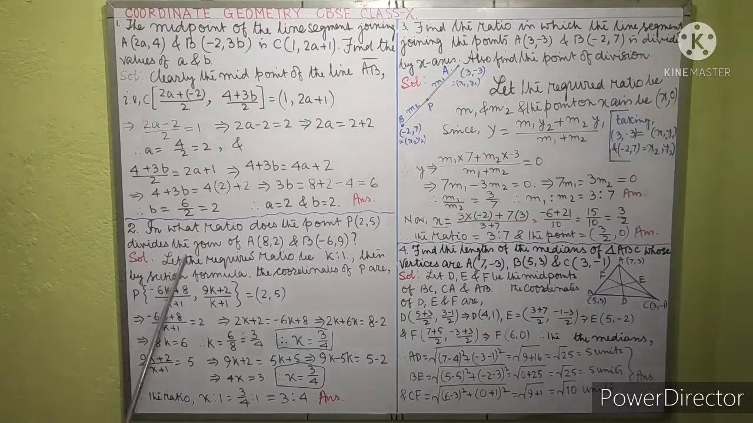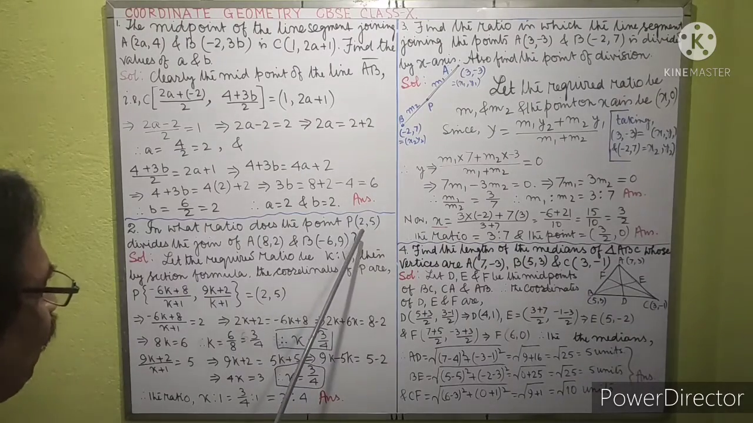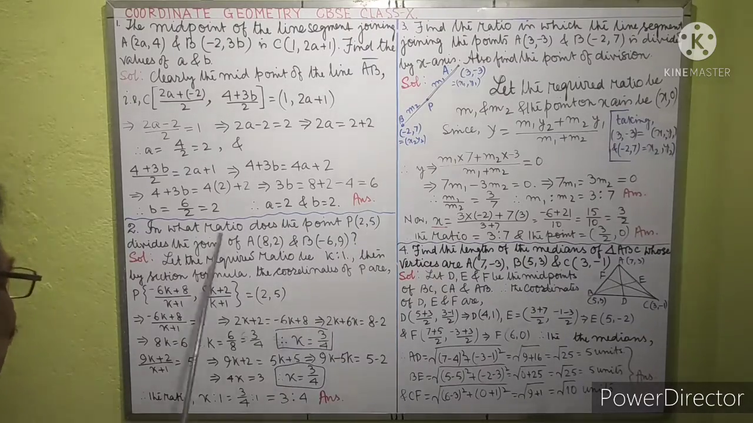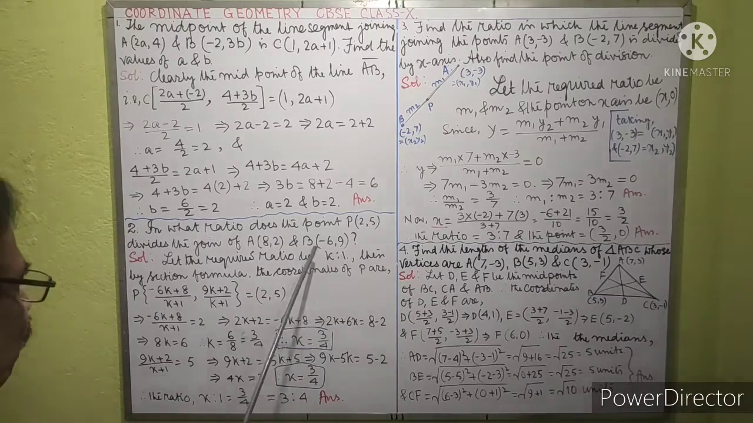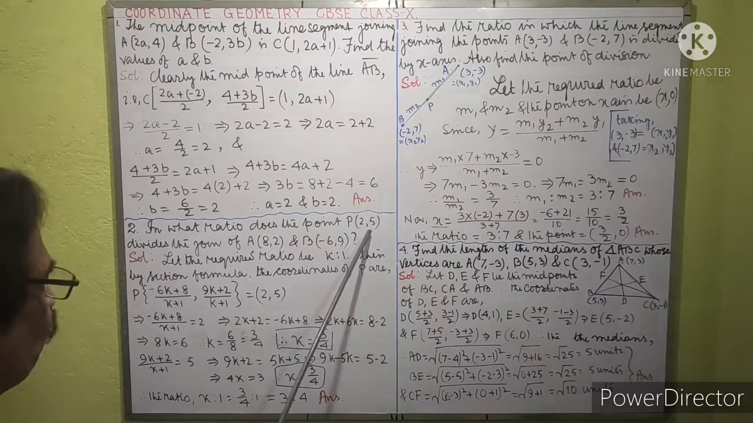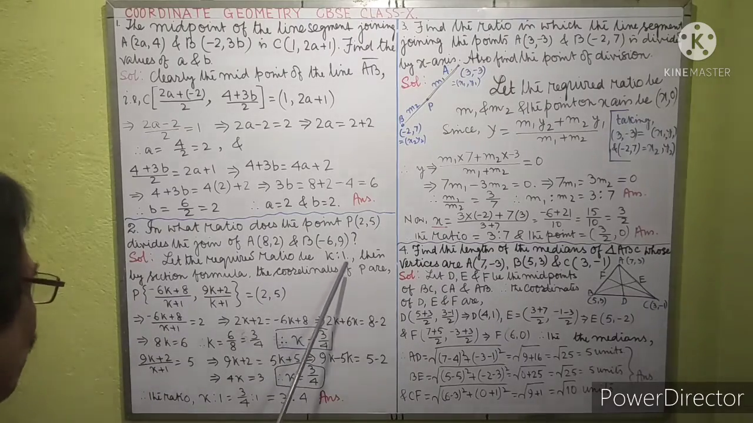Second question: in what ratio does the point P (2, 5) divide the join of A (8, 2) and B (-6, 9)? That means P is a point between A and B, and the coordinate of point P is (2, 5). At first we will take the required ratio to be k is to 1.